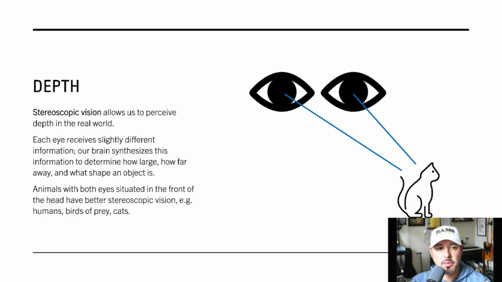Animals with their eyes situated directly in the front of their face, like ourselves, have better stereoscopic vision, right? So humans, birds of prey, cats, those sorts of things. Animals who have their eyes situated more on the side of their head have worse stereoscopic vision as far as being able to focus on an object, but the advantage is they have better peripheral vision. They can take in a wider amount of information from around them. That's useful if you are a prey animal, right, like a deer or something like that, where you want to be able to see a threat coming from all around you, and that's more important than being able to focus on something that's right in front of you.